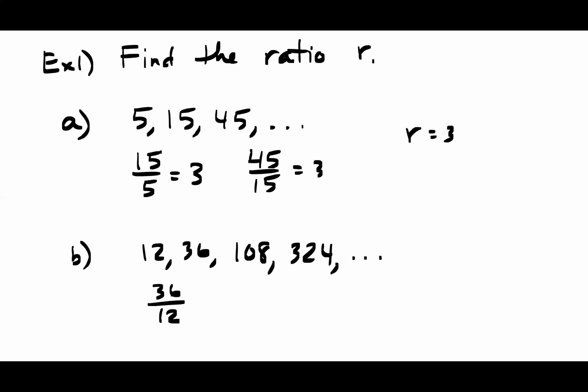So 36 divided by 12 is 3. Hey, just like A. Okay. And then just take any other ones here. 108 divided by 36, and that's still going to be a 3. Do that on a calculator if you need to. And again, if you keep on going, all of them better be the exact same thing, or else it does not work. All right, let's go with it. R is equal to 3.